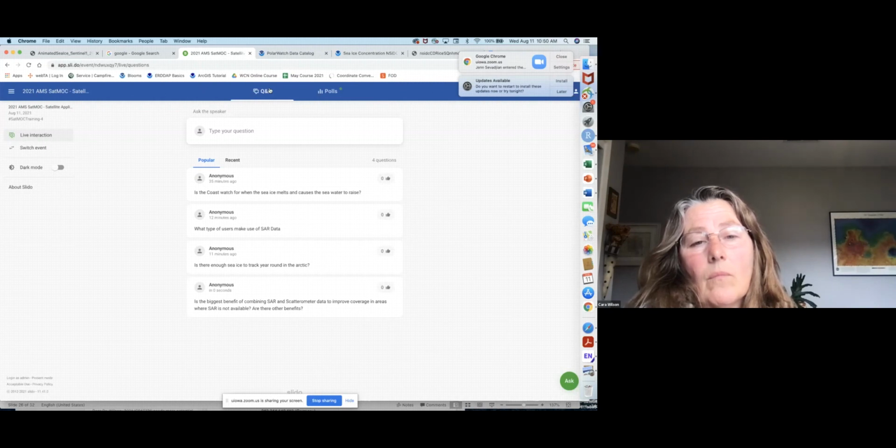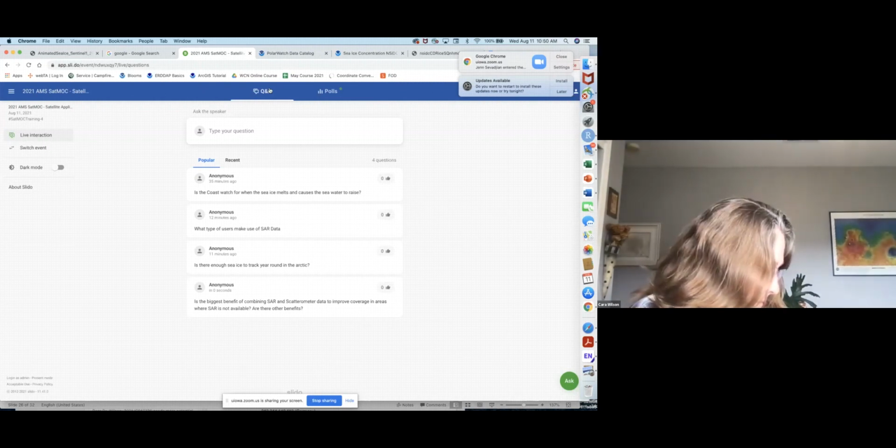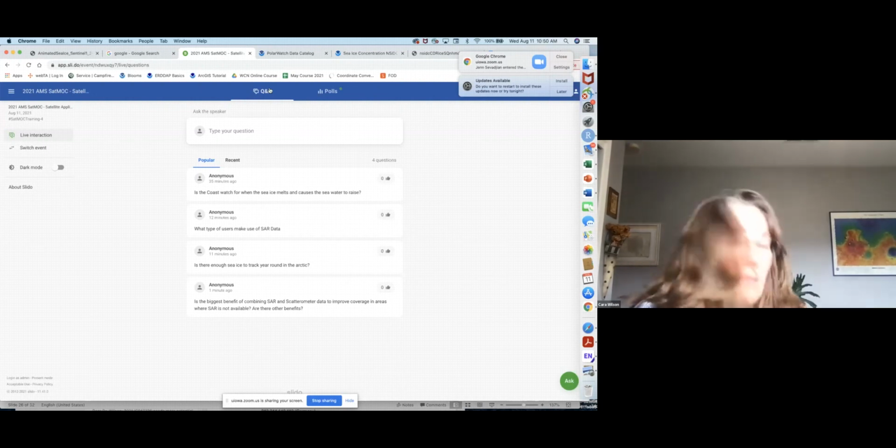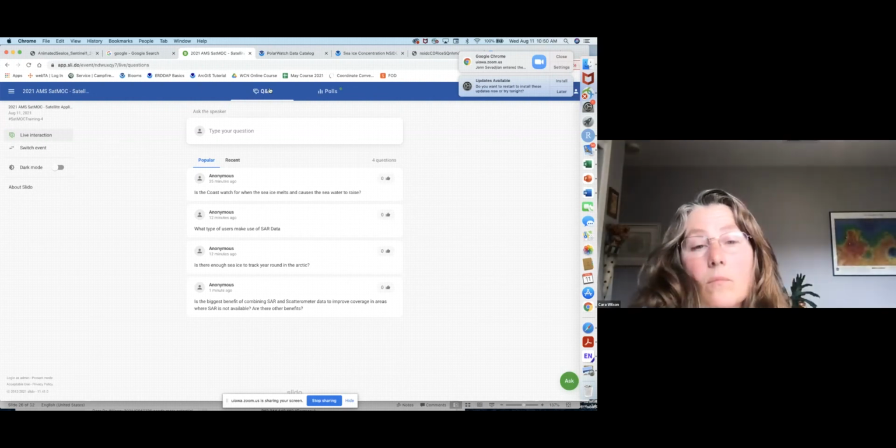We can even resolve another application. You can resolve the swell wave field typically. So they're complementary, and there is some benefit to combining them, as you mentioned, to improve the coverage, because the SAR is limited in its duration. And then there's the other question: is there enough sea ice to track year-round? And the answer is currently yes.